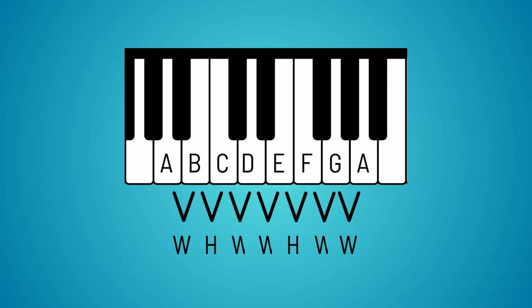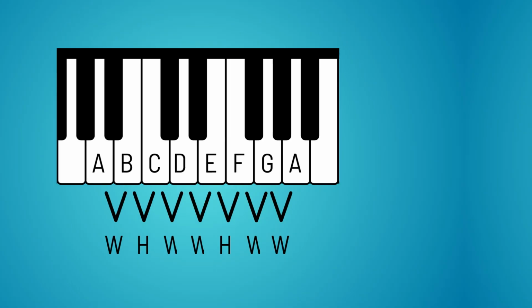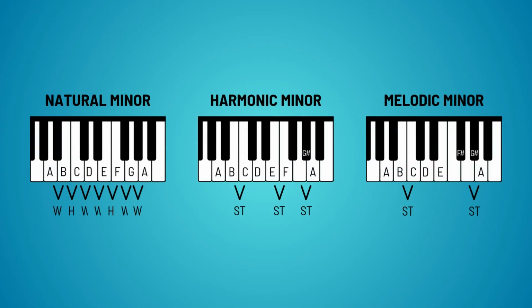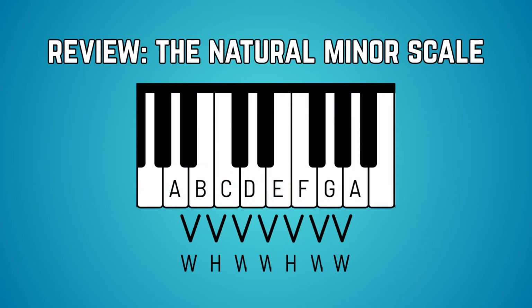In our previous lesson, we learned about the natural minor scale. We explored its pattern of tones and semitones, and we learned how minor scales relate to major scales. But the natural minor is only one form of the minor scale. In this lesson, we are going to explore two other common forms, the harmonic minor scale and the melodic minor scale. Both of these scales are closely related to the natural minor scale, but have scale degrees that are altered with sharps or flats. By the end of this lesson, you will be able to identify and construct all three forms of the minor scale.